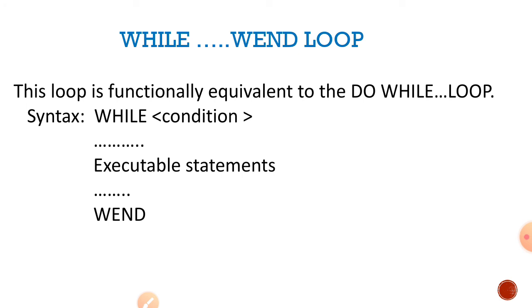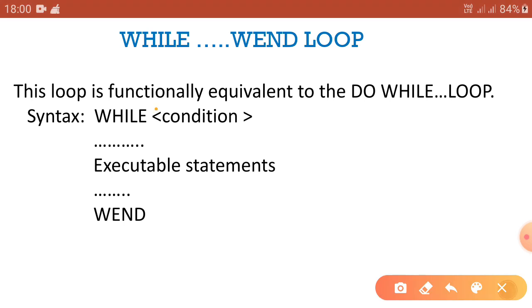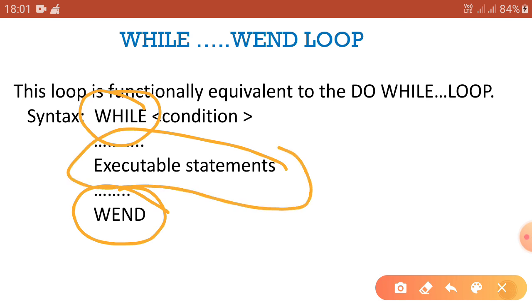Okay, it begins with a while statement. This statement is used to define the condition that is to be checked. It ends with the wend statement. The wend statement is used to signal the end of the loop and returns the control back to the while statement to check if the condition continues to be true or not. The statements that are to be executed repeatedly are written between the while and wend statements. That means these are the executable statements here.